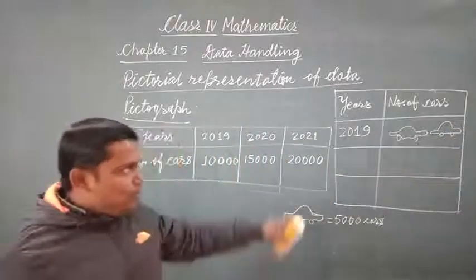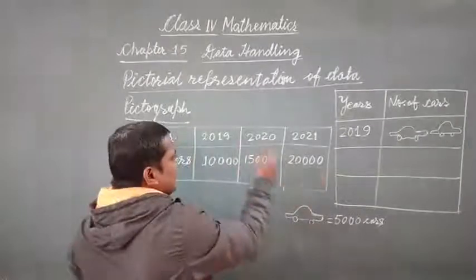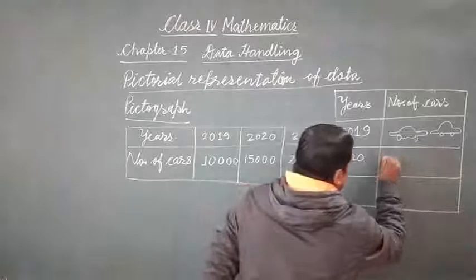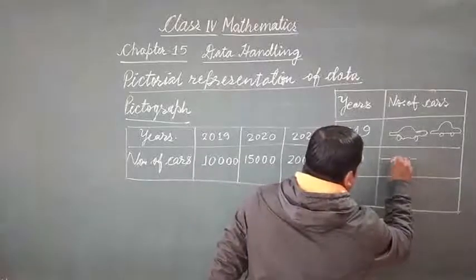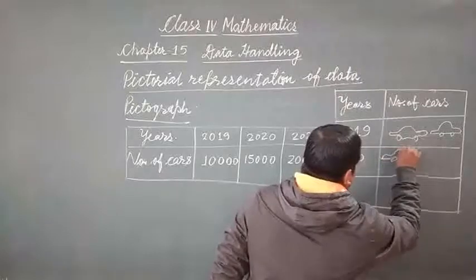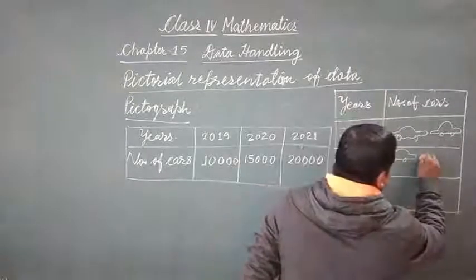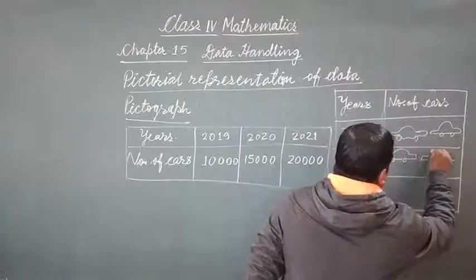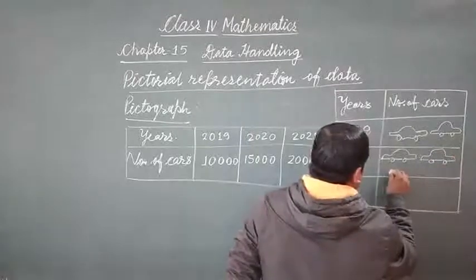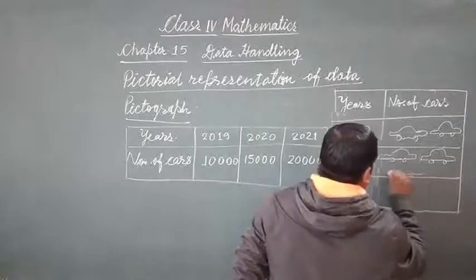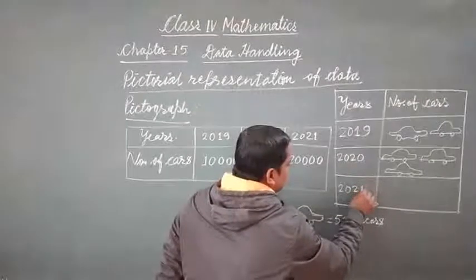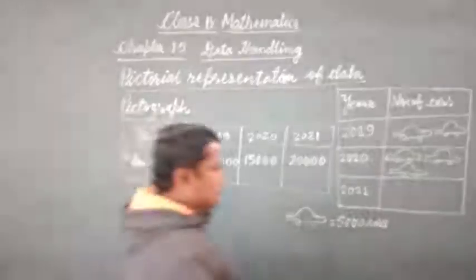Okay. To show 15,000 cars in 2020, we can draw here three cars. This symbol represents cars. Then in 2021, we will draw four cars.